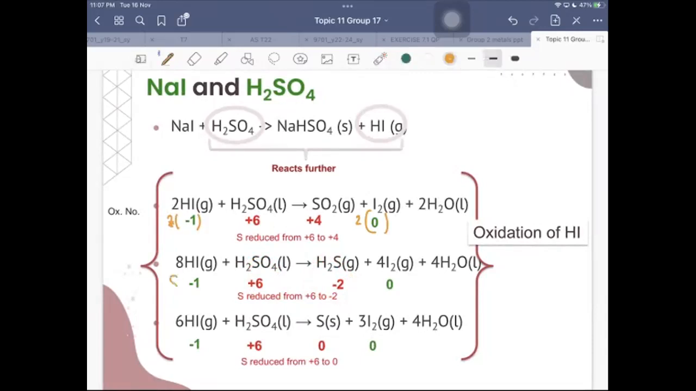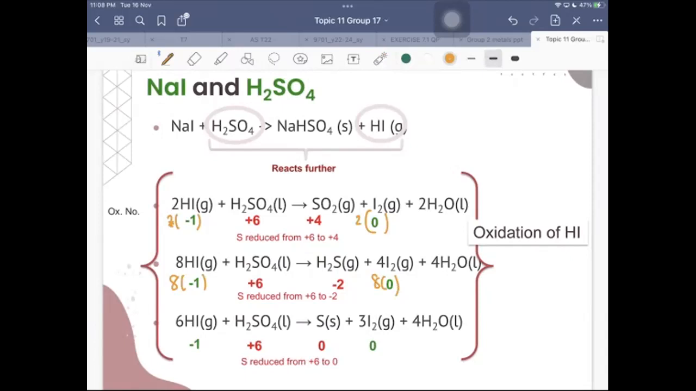Okay, so iodide is -1, but since there are 8 atoms of iodine or iodide, you multiply it by 8 and same thing. You go from -8 to 0. So that's an increase of 8. So the oxidation numbers are increasing, and it is offset by the decrease in oxidation number as well.